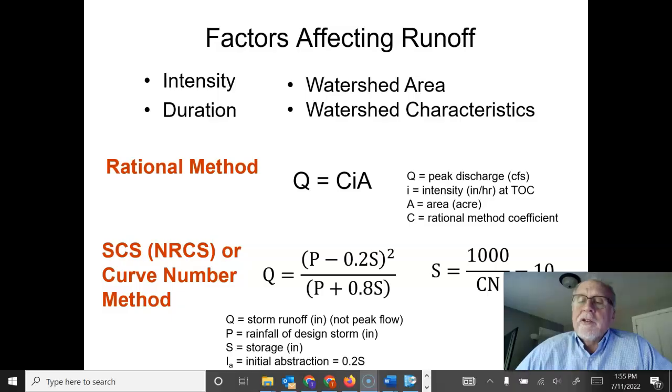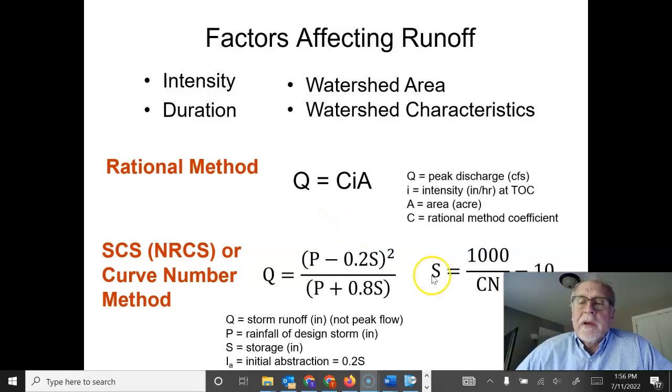So I is the initial abstraction. So that's the amount it can store before it starts running off. That's estimated at about 20% of the storage, which is going to be taken up before any runoff starts. And like I've said about 5 times now, we'll go into this a lot later.